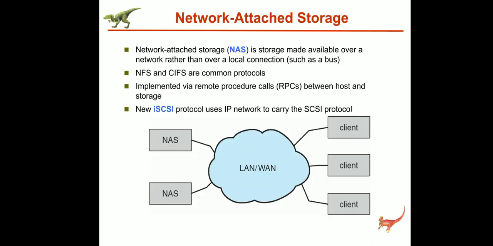And the second type of disk attachment is network attached storage. Network attached storage, which is also called NAS. It is a special purpose storage system which is accessed remotely over a data network. It means that it is a special purpose storage system and it is located somewhere else.